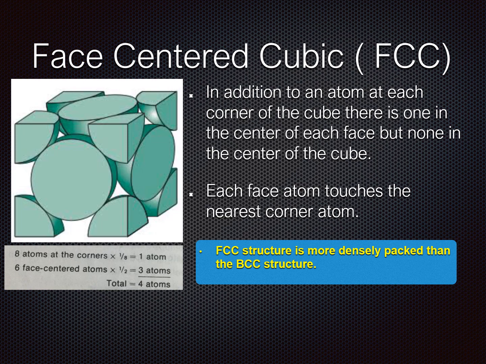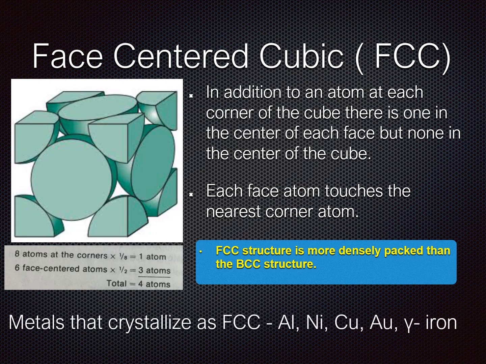Metals that crystallize as FCC are aluminium, nickel, copper, gold, gamma iron, etc. It may be noted that all these metals are extremely malleable, that is, they can be deformed very easily.